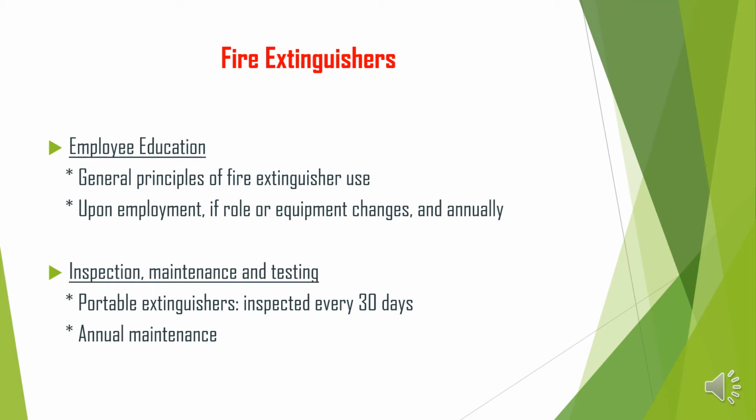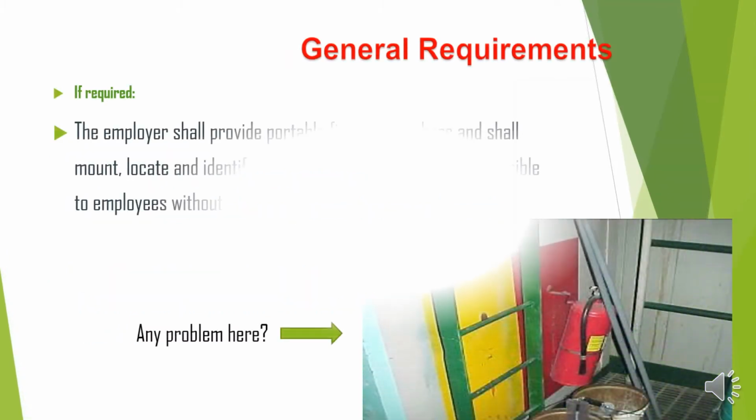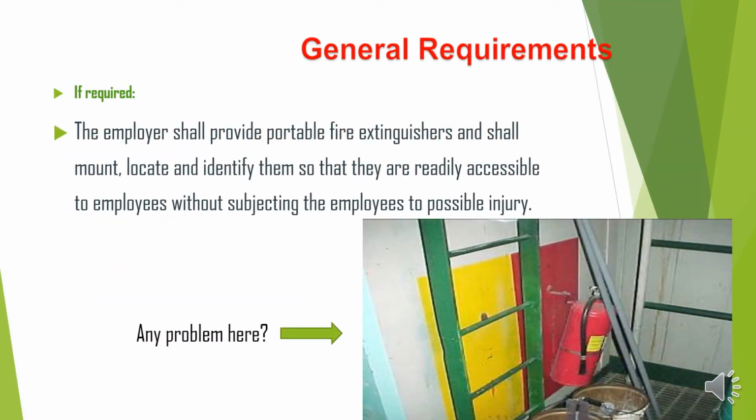And of course, we have to have an annual maintenance for the fire extinguishers to make sure that they are working properly. General requirement: the employer shall provide portable fire extinguishers and shall mount, locate, and identify them so that they are readily accessible to employees without subjecting the employees to possible injury.